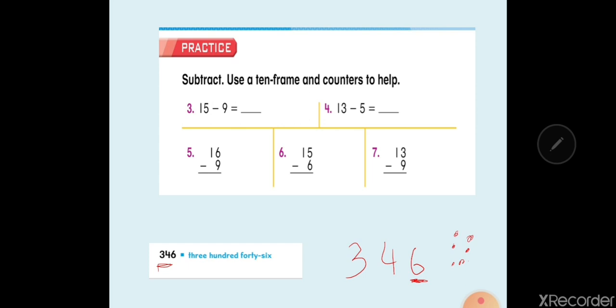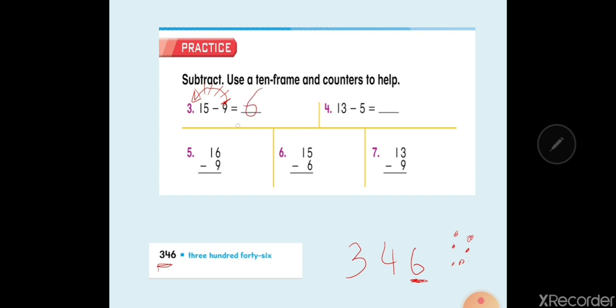Subtract, use a 10 frame and counters to help. Okay, subtract 15 minus 9. I have 9. Is this doubles? No. Can I use count back? No, I would count back 9 steps and I will forget what I'm doing. So what is the best way? To count from the small number to the big number. Count after 9: 9, 10. Okay, if I'm using the 10 frame, this is a 10. Count after 10: 11, 12, 13, 14, 15. So what is the answer? How many fingers did you use? I cannot draw my fingers, so I'm drawing sticks instead of my fingers.